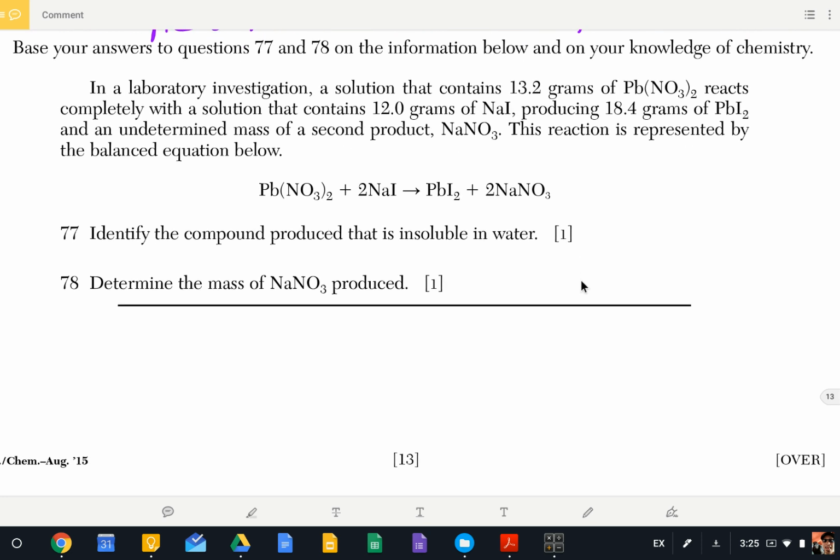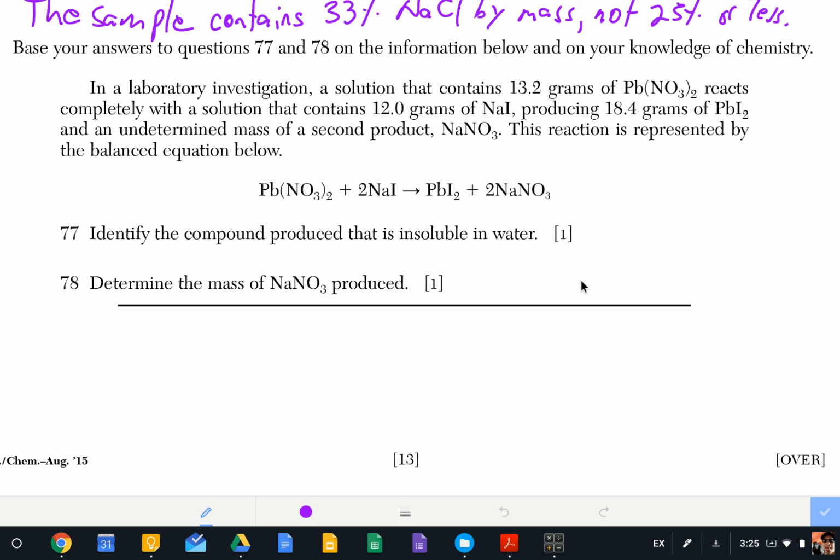77 and 78. In a laboratory investigation, different color now. I'll use purple still. In a laboratory investigation, a solution, so a homogeneous mixture, that contains 13.2 grams of lead positive 2 nitrate, reacts completely with a solution that has 12.0 grams of sodium iodide. And this reaction produces 18.4 grams of lead positive 2 iodide and an undetermined mass of a second product, sodium nitrate. This reaction is represented by the balanced equation below.